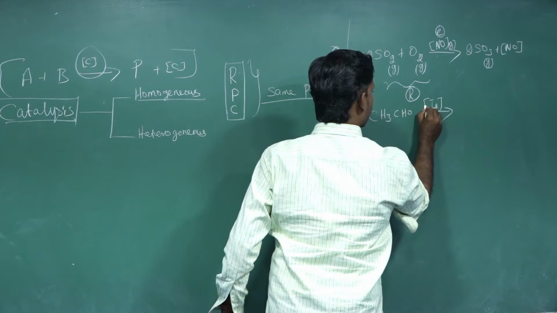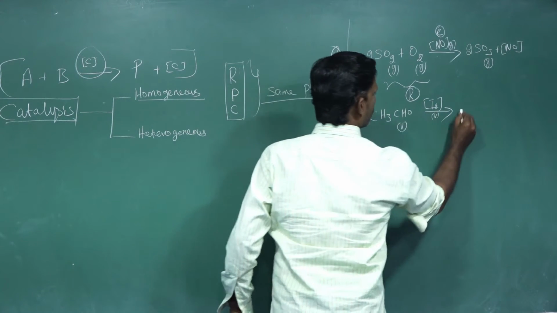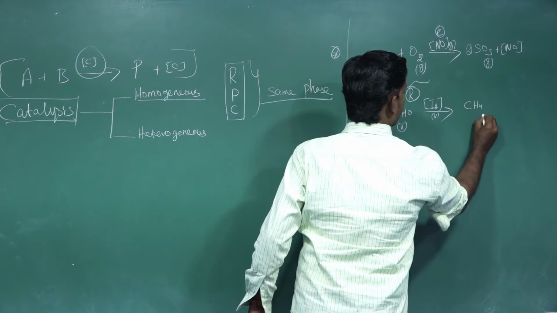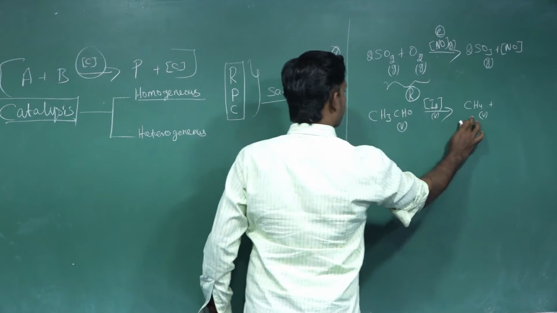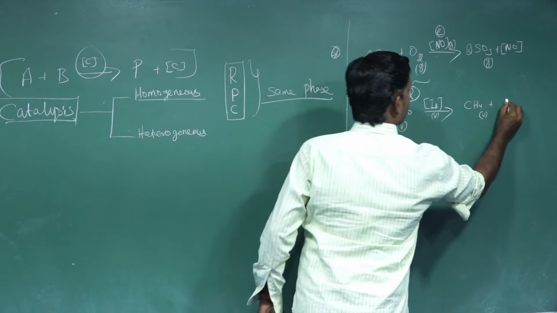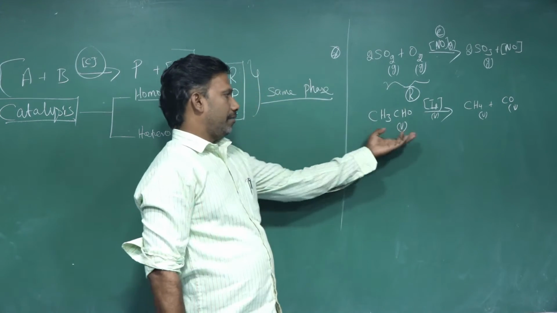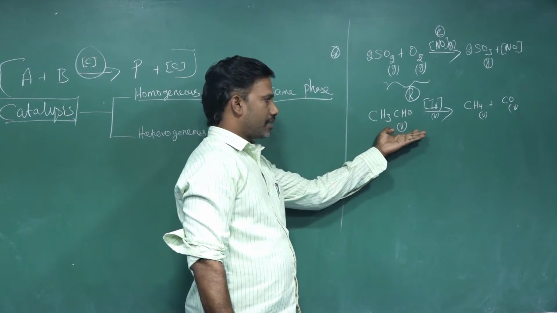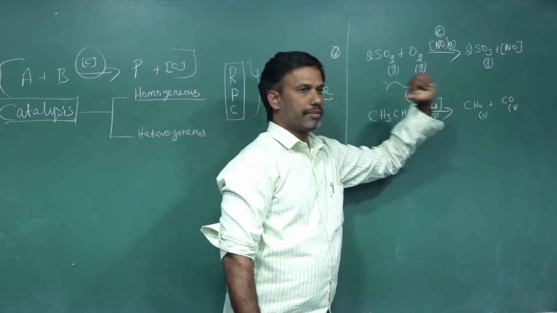Ionic catalyst in the form of vapors. Okay, that is going to CH3 plus the remaining CH4, methane, is formed again with carbon monoxide. So the dissociation of acetaldehyde in the presence of iodine vapor gives you methane and carbon monoxide.